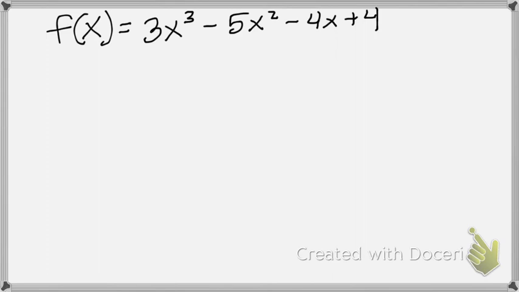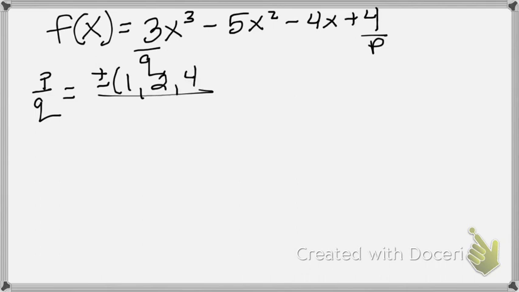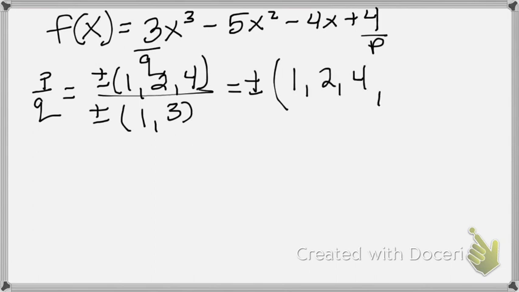Okay, the first thing we need to do is find all possible roots. All factors of p over all factors of q equals plus or minus 1, 2, and 4, and then plus or minus 1 and 3. So we have to finish it by dividing plus or minus 1, 2, and 4 all over 1, 3: 1/3, 2/3, and 4/3. So at this point, I would put it into your graphing calculator and graph this solution. Okay?